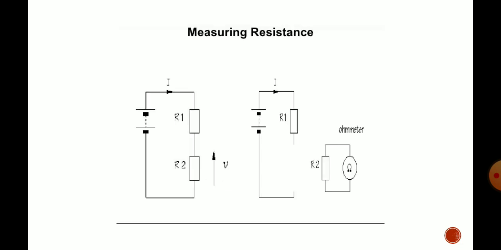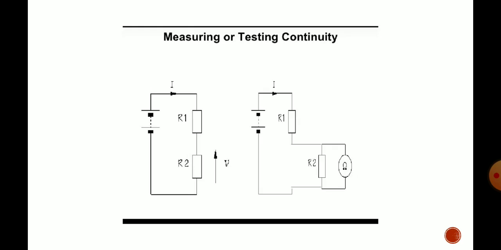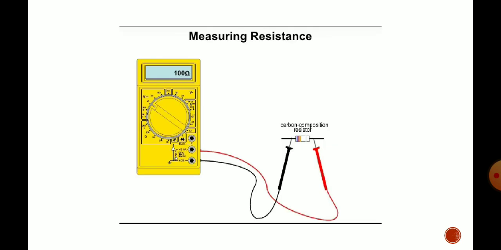Measuring the resistance. This is the diagram. We measure resistance through digital multimeter. This is the battery, resistance and resistance. So we measure resistance value in ohm. Measurement of testing continuity. This is the diagram. We measure the testing continuity with the help of digital multimeter. Measurement of resistance. We measure any value of resistance through digital multimeter.